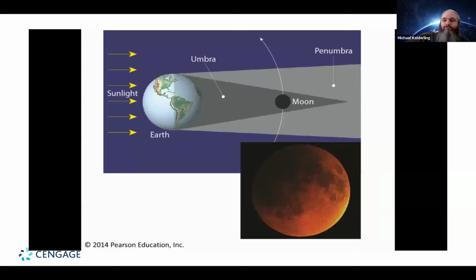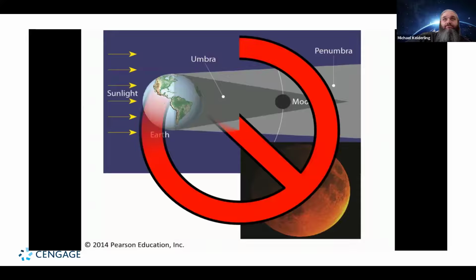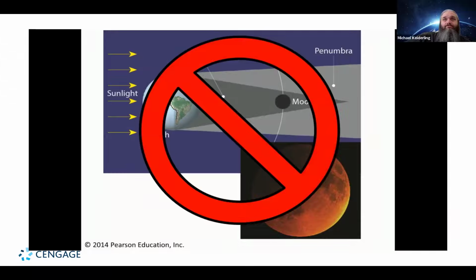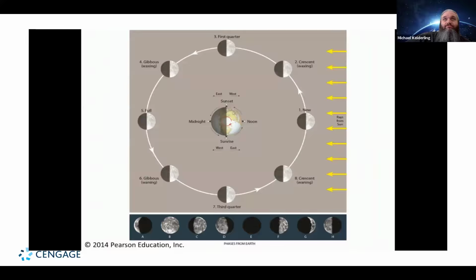We talk about eclipses in a different portion of the textbook and in a different Smart Figure. So for the moment, set this aside. The phases of the moon have nothing to do with the Earth's shadow. Instead, what they have to do with is the moon's shadow.